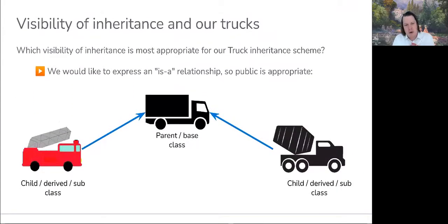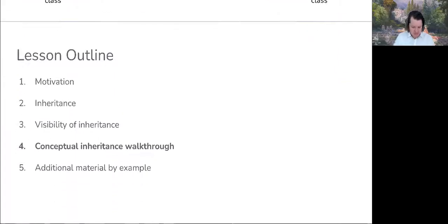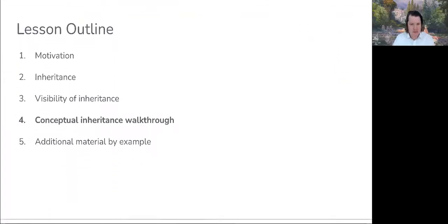So just running through this visibility of inheritance in our trucks, which visibility of inheritance is most appropriate for our truck inheritance scheme? Well, we would like to express an is-a relationship. So in this case, public is going to be most appropriate because a fire truck is a truck, a cement truck is a truck as well. So let's go ahead and move on to a conceptual inheritance walkthrough, and then we'll conclude with some additional material through an example, again, using our trucks.